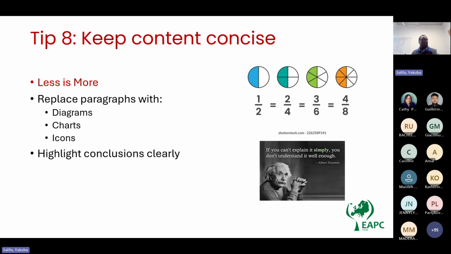The next tip that I want to share with you is to keep the content concise, very simple. Is there a way that you can simplify something? Half is the same thing as 2/4 or 3/6 or 4/8. So here, the most important thing is that if you cannot explain it in a very simple way, then it means that you don't understand that, and that is Albert Einstein. So you need to replace chunks of paragraphs with either a diagram or an icon, and that will help you to project your information.